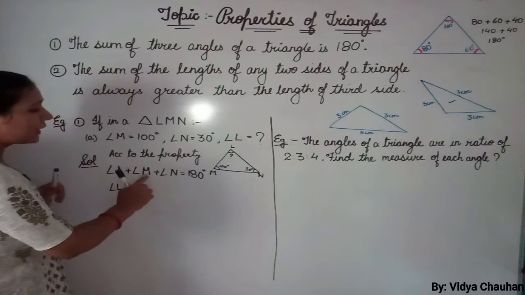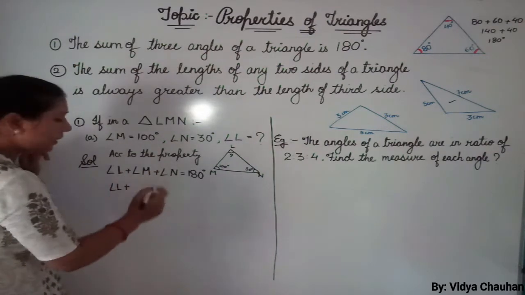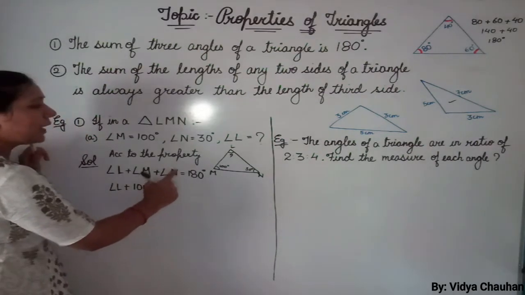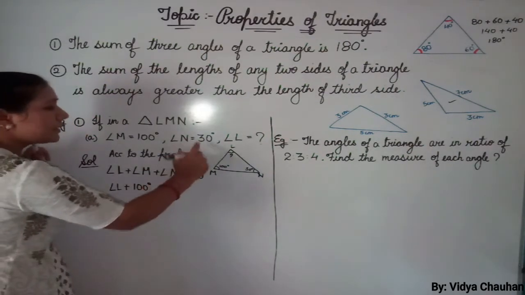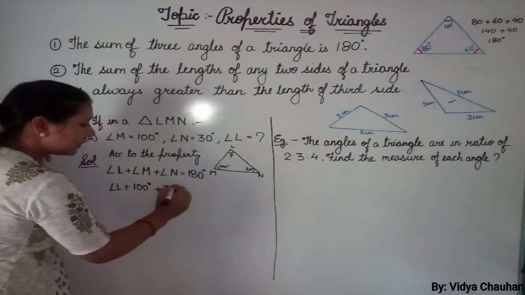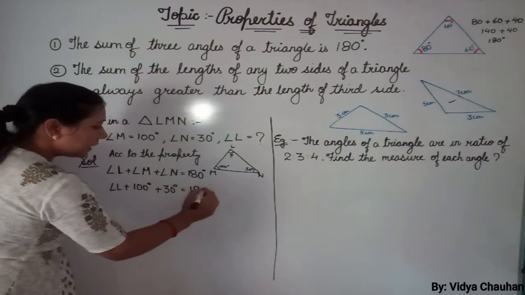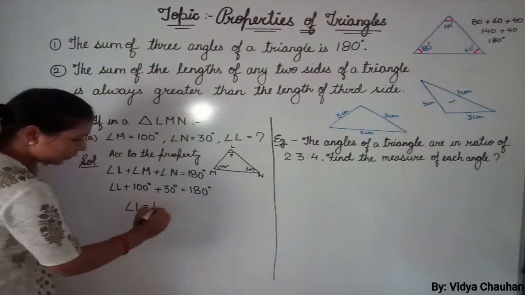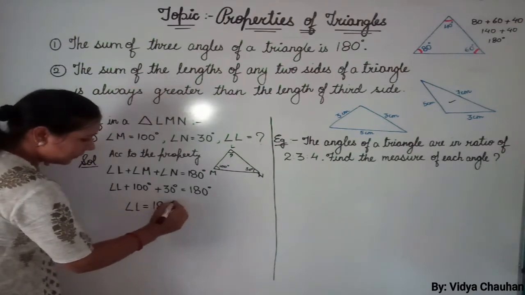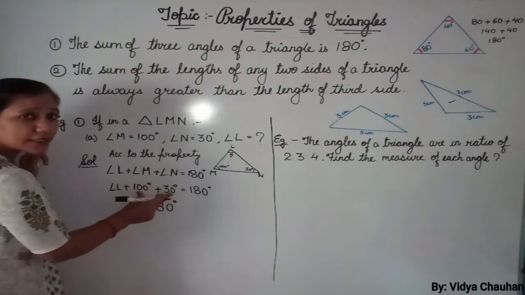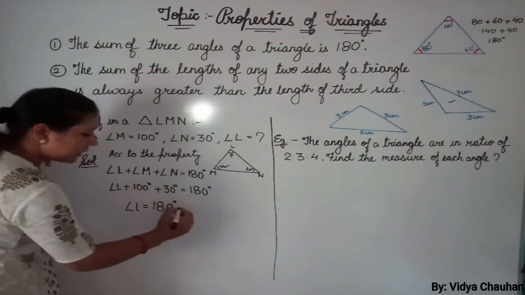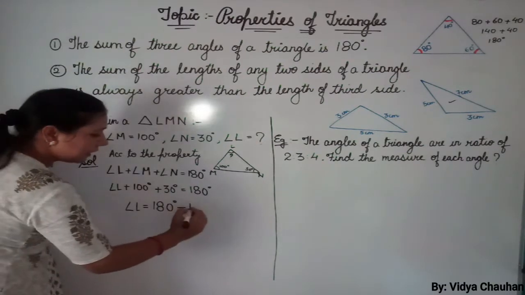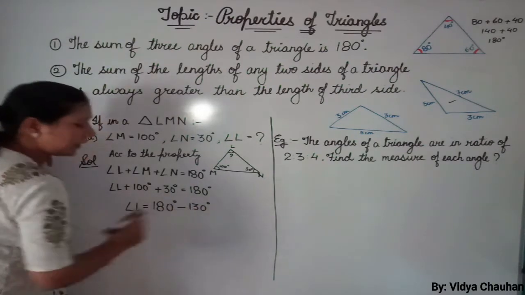What is the value of angle M according to the triangle? So yes, it is 100 degree. What is the value of angle N? Angle N is 30 degree, which is equal to 180 degree. Now angle L is equal to 180 degree, and we will subtract the sum of these two angles from this angle. That means 180 degree. So 100 plus 30 gives you 130 degree.